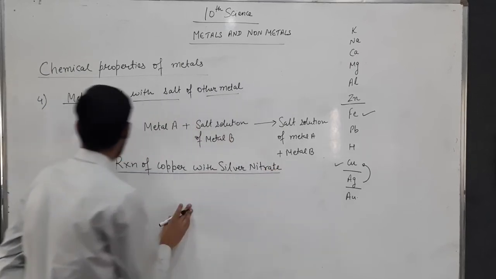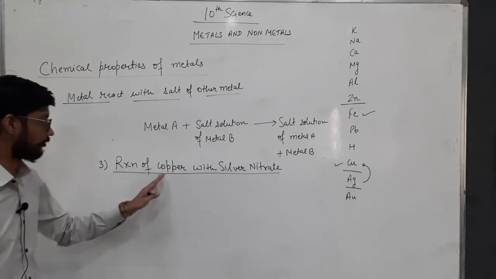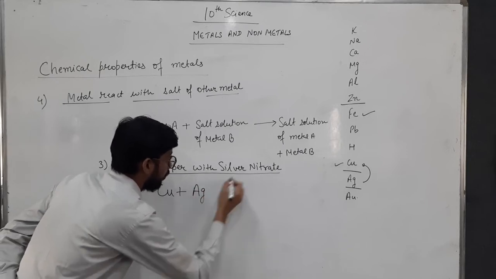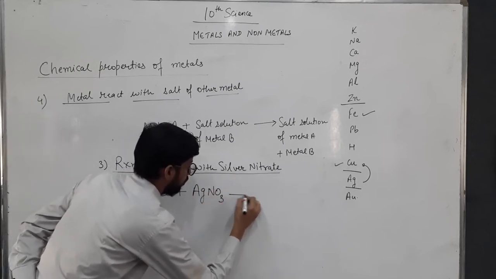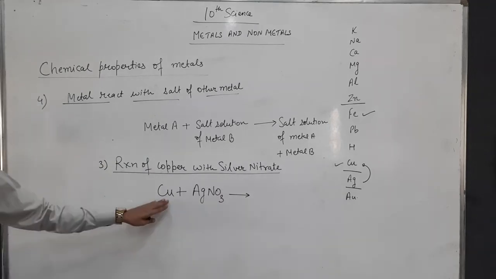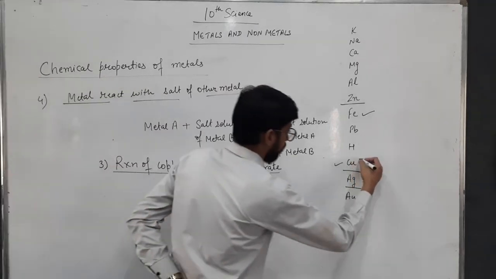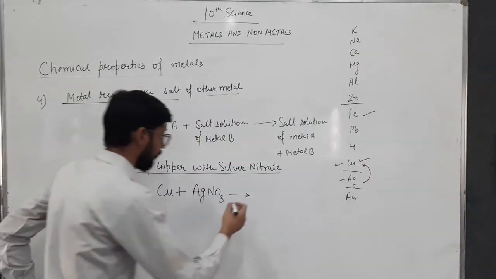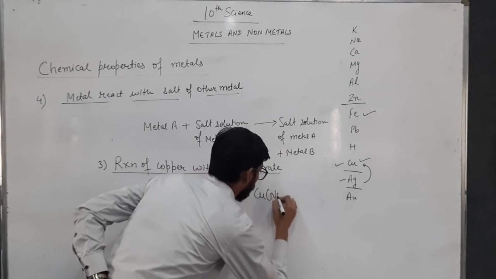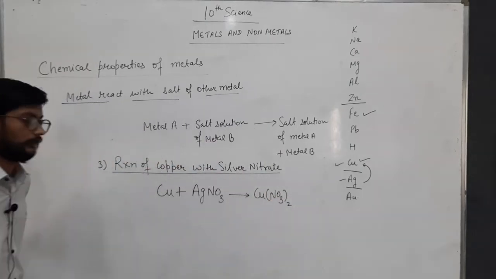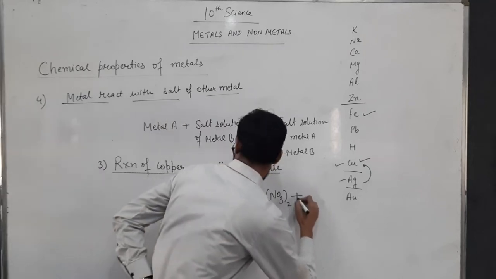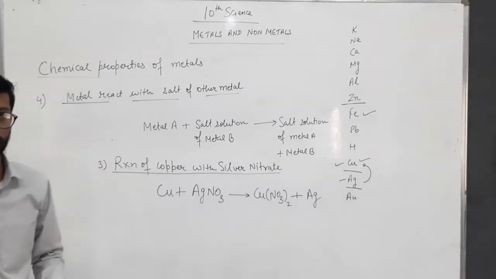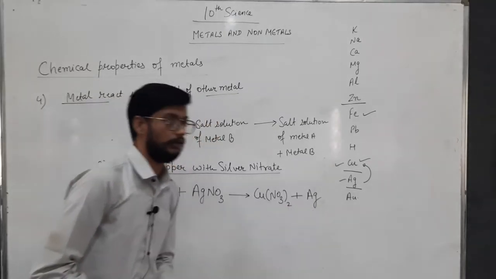I am giving you some examples based on this chemical property. Reaction of copper, Cu, plus silver nitrate, AgNO3. This is silver nitrate. So this copper is more reactive than silver. Copper comes here and silver comes downward. So this copper is more reactive than silver, so it will displace. So we'll get copper nitrate, CuNO3 twice, plus silver. So this copper will displace silver from its solution, and here comes silver.